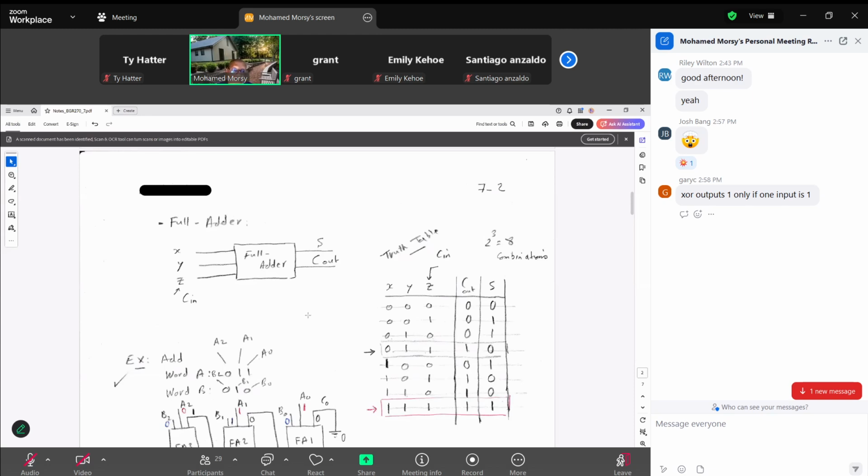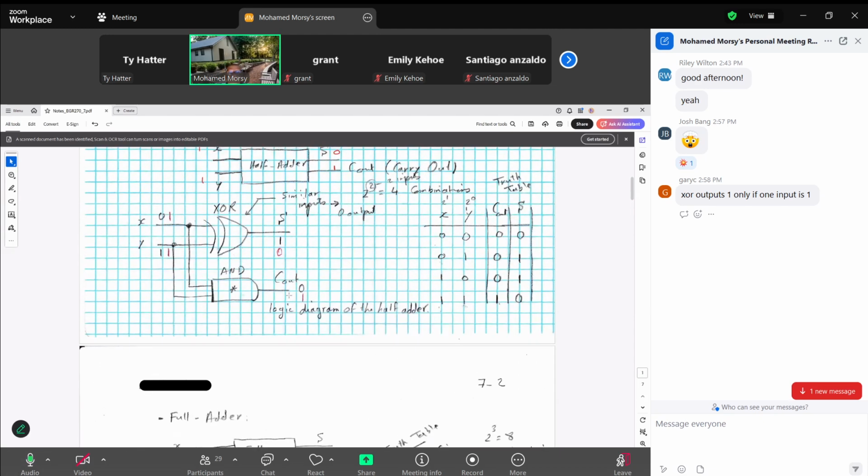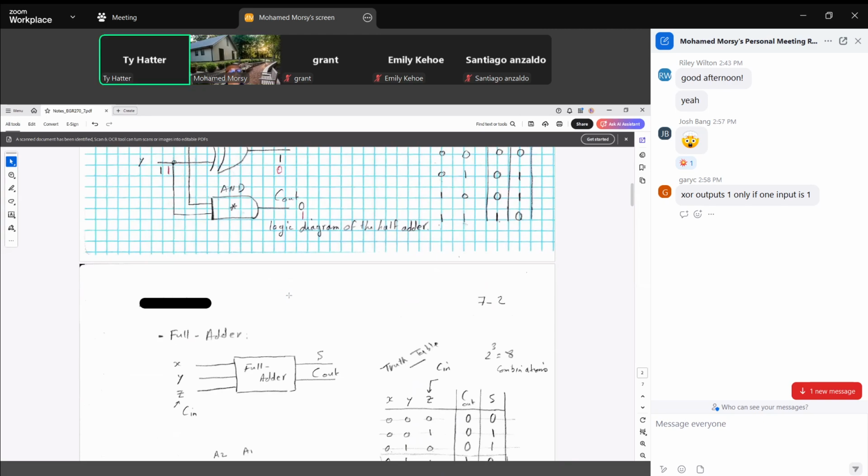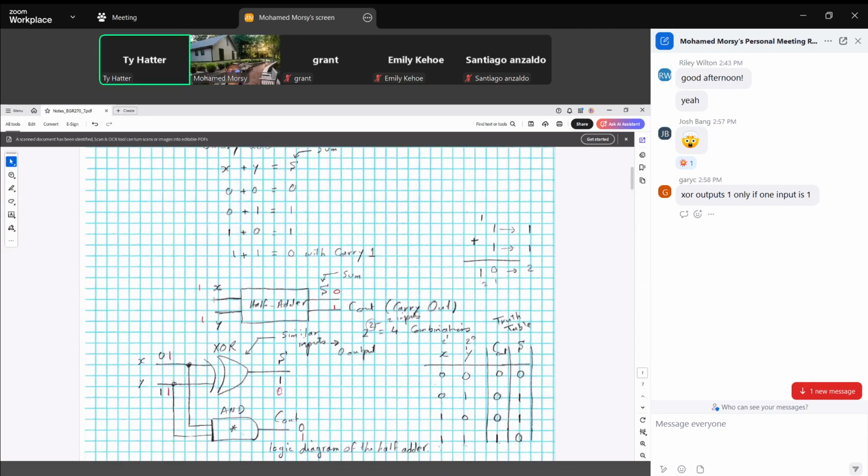What is the difference between half adder and full adder? Half adder has only 2 inputs.